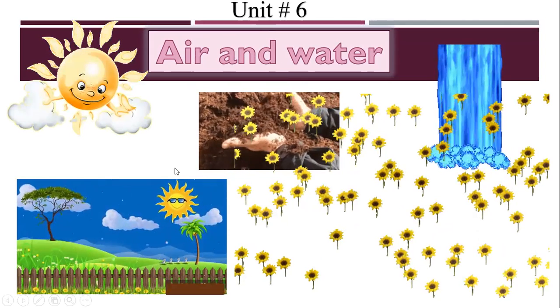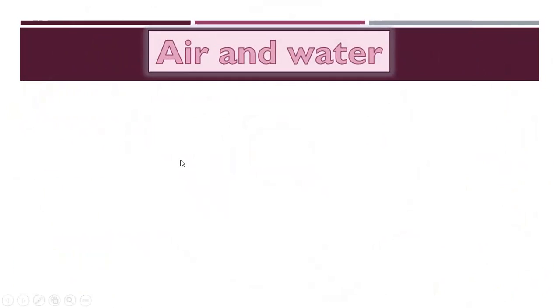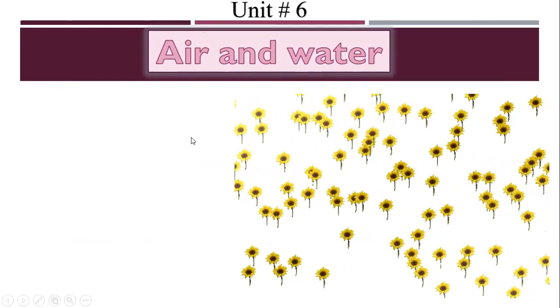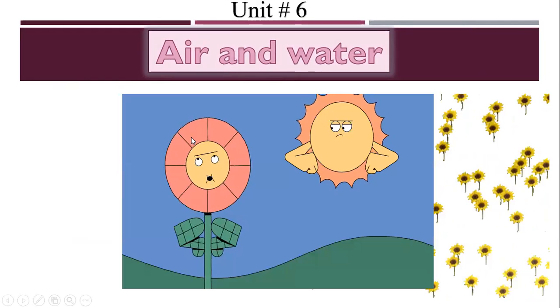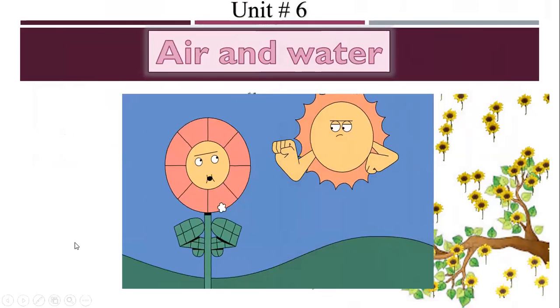So today we'll talk about air. Why is air important to us? Humans and animals use air for breathing. Plants need air to make food. Where is air? Air is all around us. Although we can't see it, we can feel it.